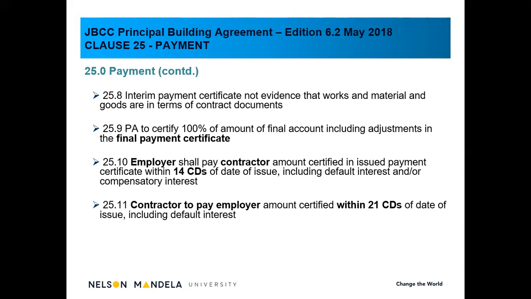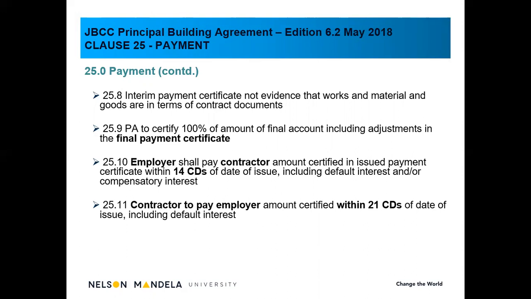What is important, clause 25.10, the employer shall pay the contractor the amount certified within 14 calendar days. So if the client or the employer pays on day 1, he's in time. If he pays on day 14, he's still on time. If he pays on day 15, 16 onwards, he's late. So therefore, in my next certificate, I'm going to almost penalize the employer by adding a default interest.